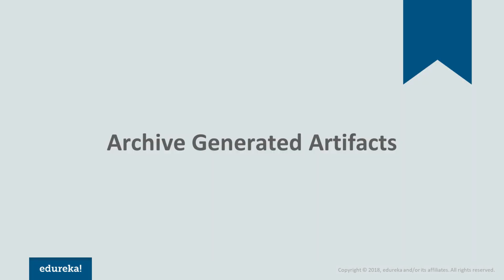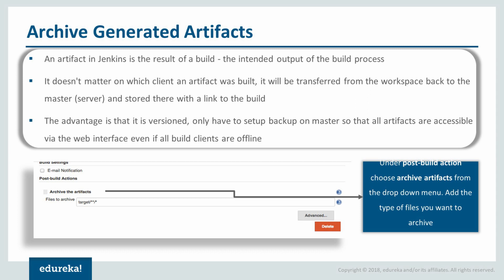So the next section would be archiving the artifacts. And again, this is one of the very important steps to be taken. An artifact in Jenkins is the result of a build, right? So when you do a package and a compile and a test and all these things, the end result which you get is an artifact. In the case of Java, it can be a jar file or a war file. It doesn't matter on which client an artifact was built, it will be transferred from the workspace back to the master server and stored there with a link to the build.